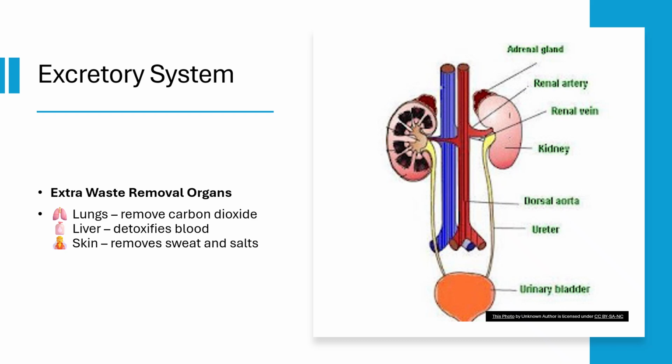The excretory system removes waste through multiple organs. The lungs remove carbon dioxide. The liver detoxifies blood. And the skin removes sweat.